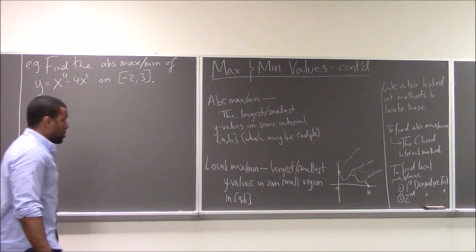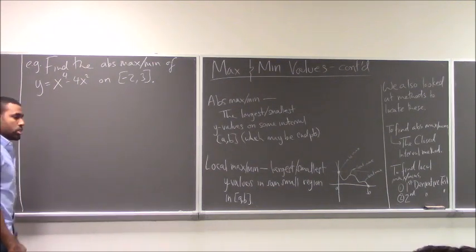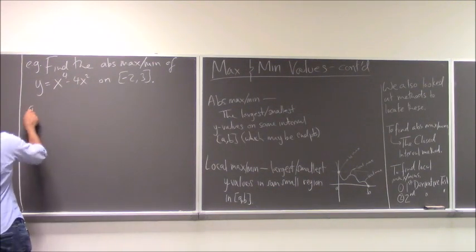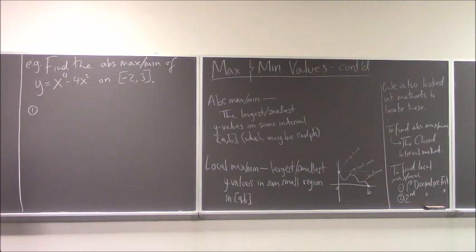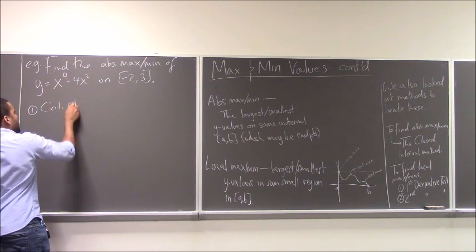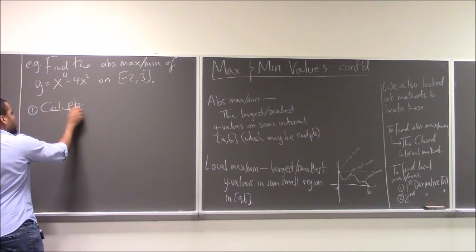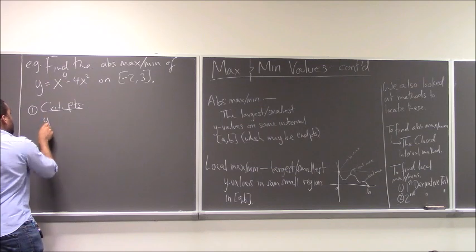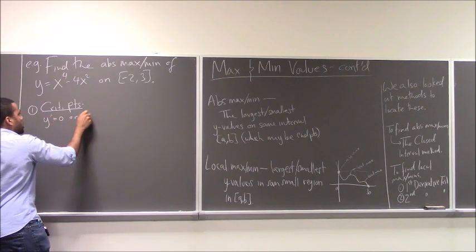So let's just remember, how did we do this? What did we have to check? What was the first thing we had to do? Find absolute max and min. This first step was what? You need the critical points. So this was where your derivative is equal to 0 or undefined.